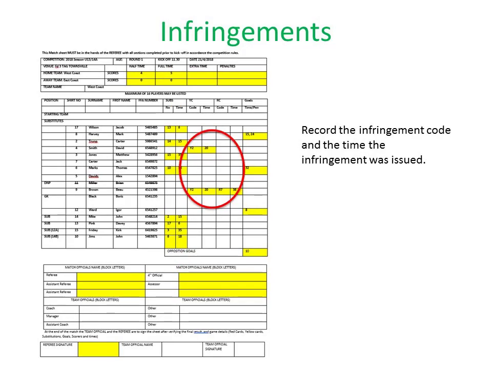Next, it is your responsibility to record infringements that occurred throughout the game. It is important that you understand infringement codes and record these correctly. An infringement is marked against the player, highlighting the code and at the time the infringement was issued.